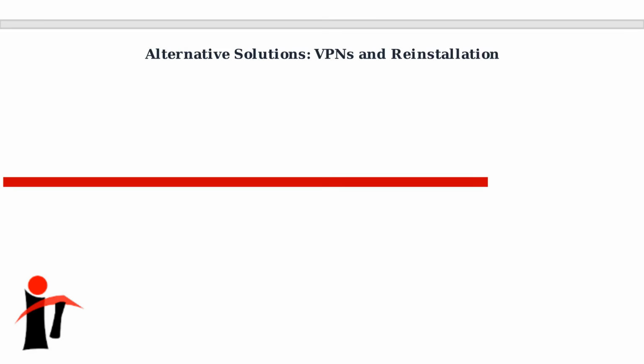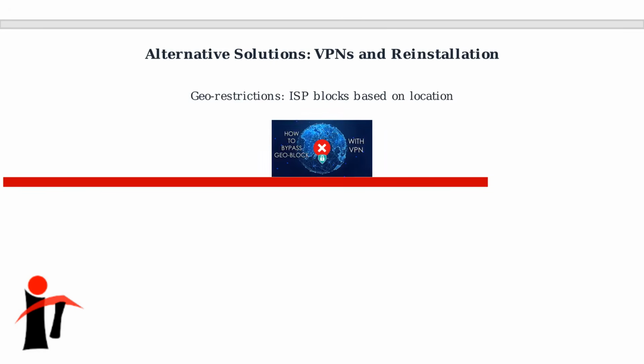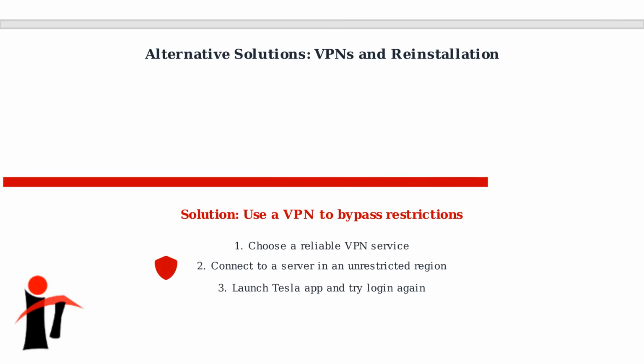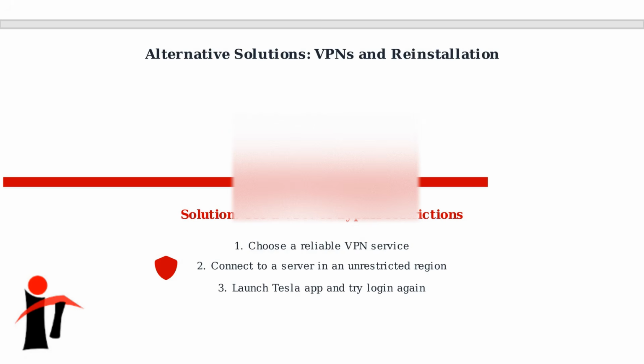Sometimes regional internet service provider blocks or geographical restrictions can prevent your Tesla app from authenticating properly. These geo-blocks limit access based on your location, causing unexpected errors during login or feature access. To bypass these restrictions, connect through a virtual private network or VPN. A VPN masks your real location by routing your connection through servers in different countries, effectively changing your IP address to appear from an unrestricted area.